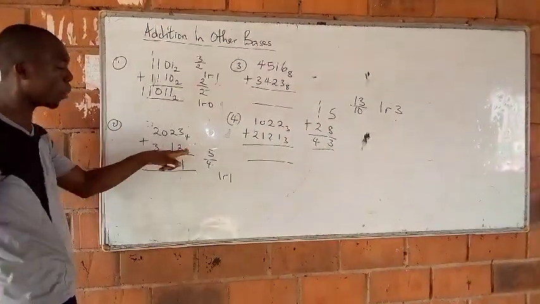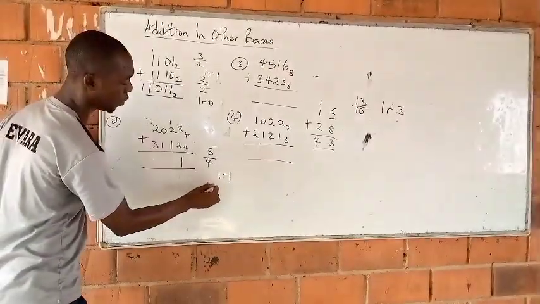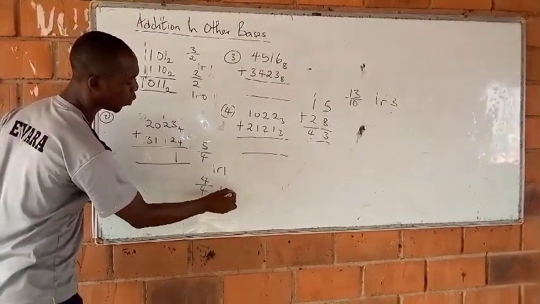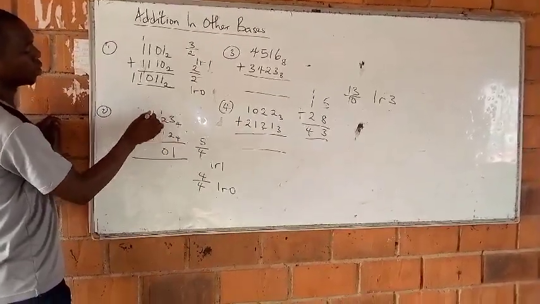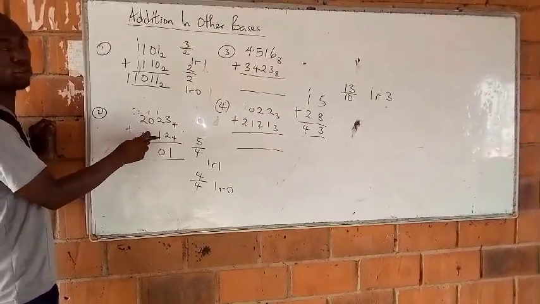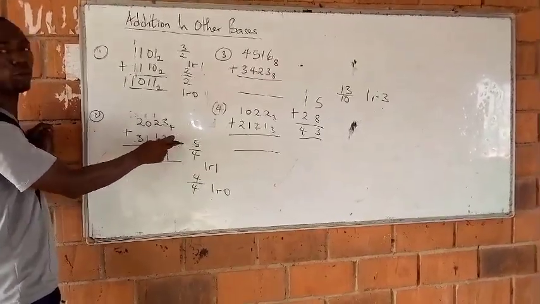This 4 is already up to the base. So if I divide it by the base, it will give me 1 remainder 0. I'll put 0 here, and I'll take the 1 here. 1 plus 1 is 2. I can write the 2 because it's not up to 4.